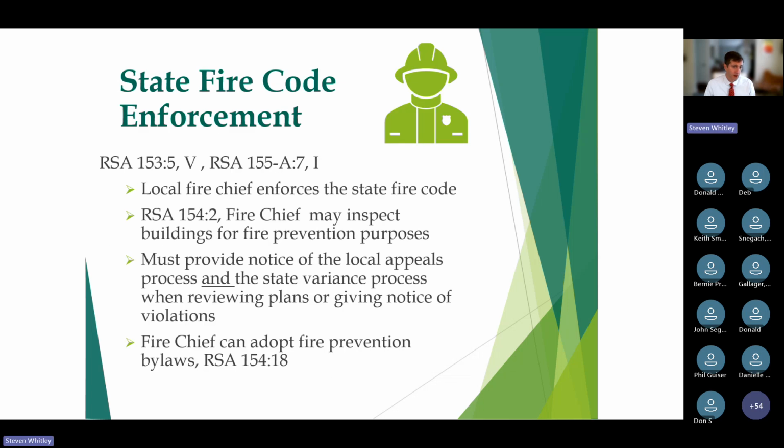All right, enforcement of the fire code. That's the local fire chief in your community. The fire chief can inspect buildings for fire prevention purposes. When they provide a notice of a violation, that needs to include the local appeal process and the state variance process. And so the fire code is interesting in that you can't seek a variance from the fire code at the local level. You can only do that at the state level.